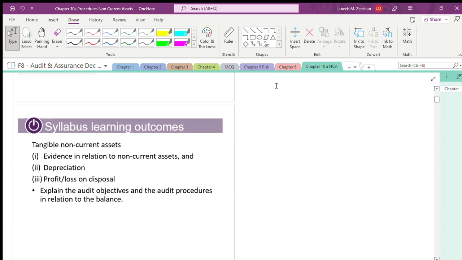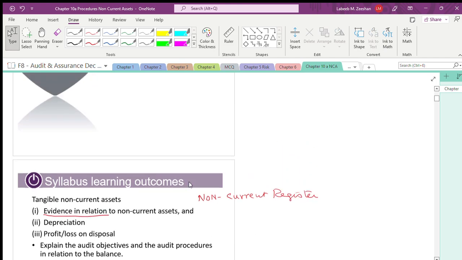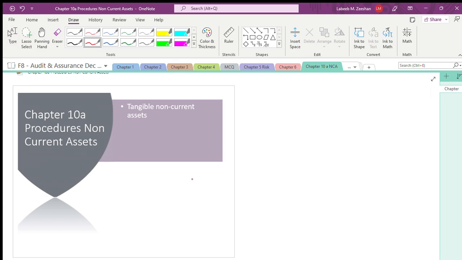When you do non-current assets, we want evidence, very simple. We want the evidence physical as well as register. First and foremost, you have to make sure that there is a non-current asset register. I will put the date here: 8/11/2022.